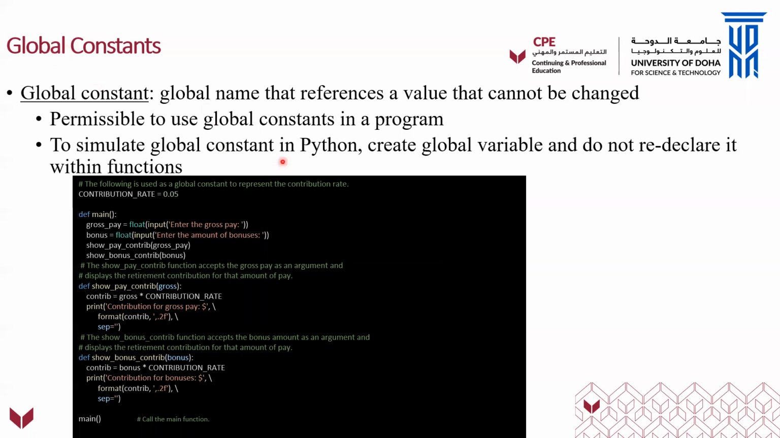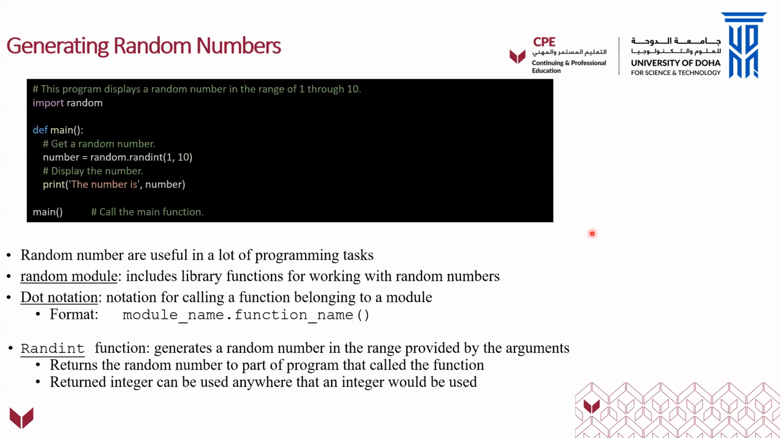Okay, global constant. An important part in any programming language, not only in Python, is how to generate a random number. What is a random number? Random numbers are useful in a lot of programming tasks. The random module, which is this one, import random. So random is a module. It includes library functions for working with random numbers.